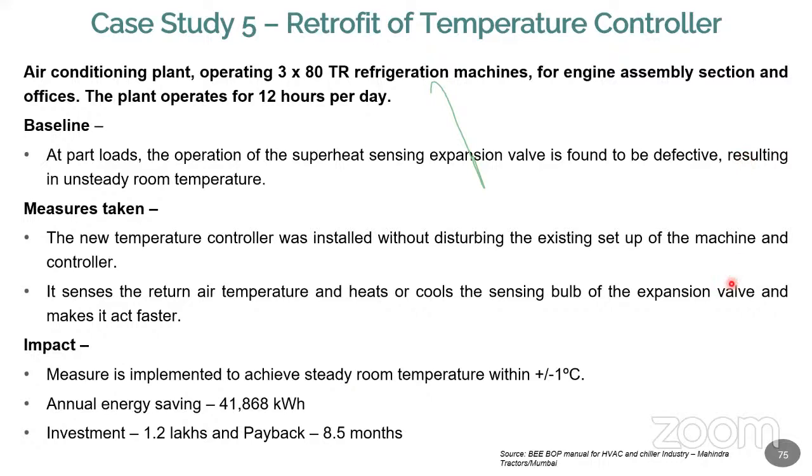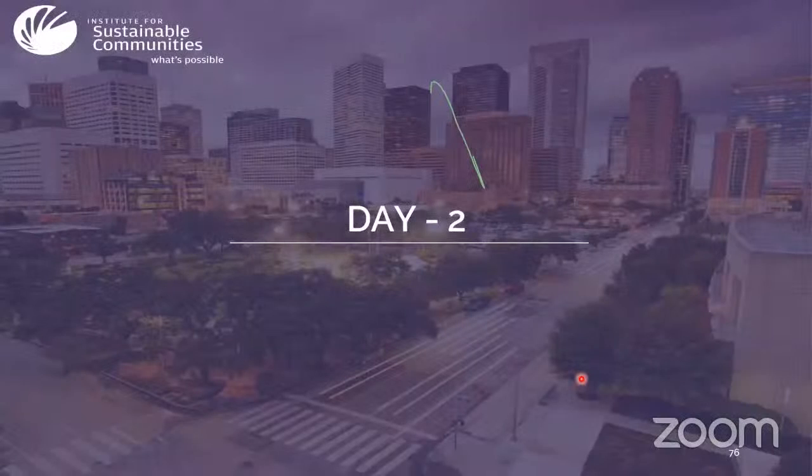Retrofitting the temperature control is normally available, but if it is a very old chiller, you can fit a temperature control. Based on the temperature control, you can operate the machine. That will also give good savings. Okay, now that is all about the HVAC system.